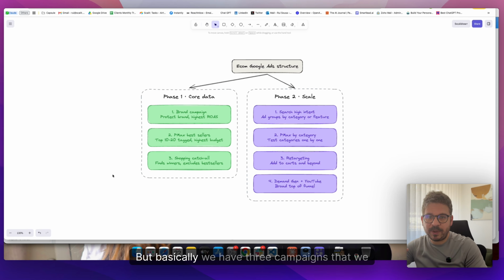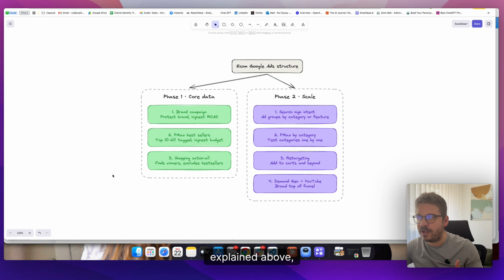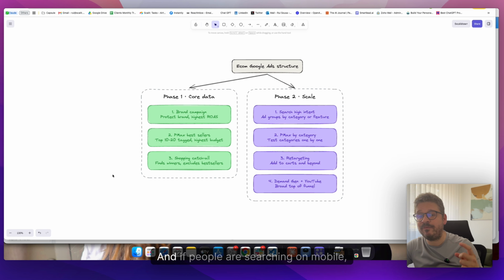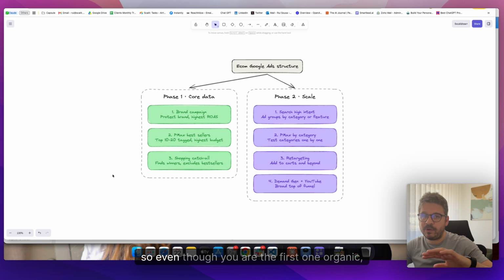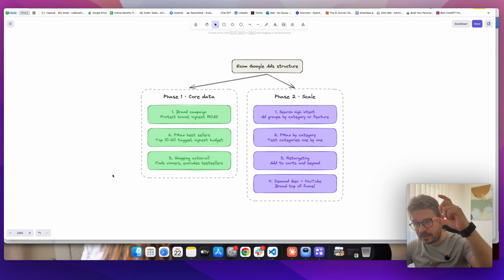Okay, but basically we have three campaigns that we always love to start with for Lighting brands. The first one is a brand campaign, where, as I explained above, we always like to protect the brand, even though some clients say, oh, but we have organic, we appear first. Well, above you there's always a big gap of sponsors, and if people are searching on mobile, it's even worse, okay? So even though you are first on organic, you are probably losing some share to the competitors.